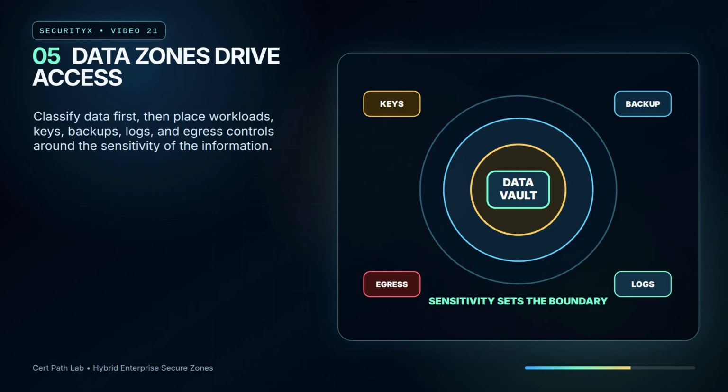Classify the data, then decide where workloads run, where keys live, how backups are protected, what egress is allowed, and which logs prove access was appropriate. The most sensitive data may require stronger isolation than the application tier that processes it.